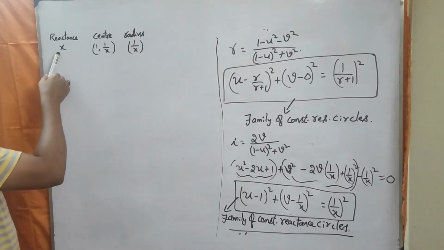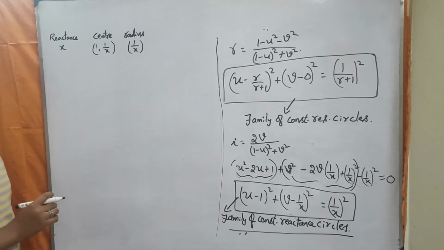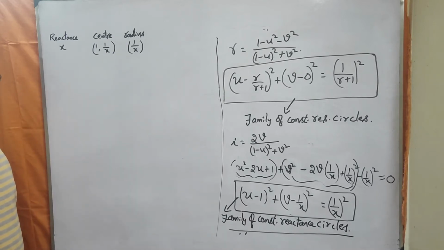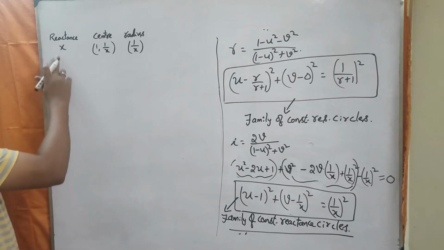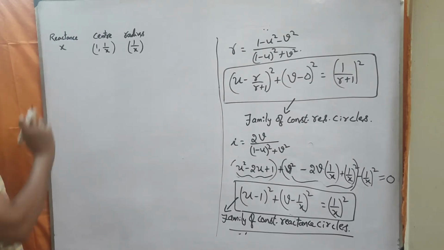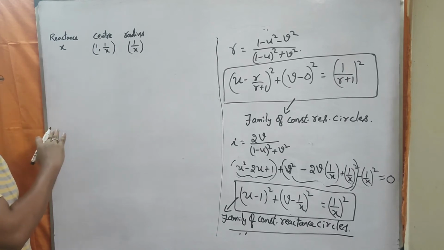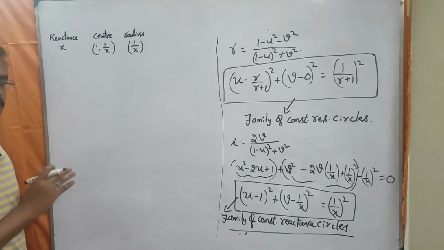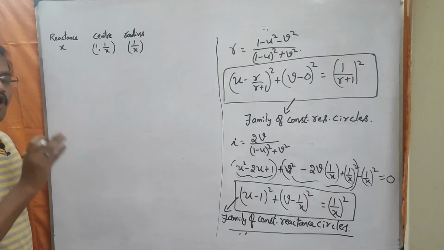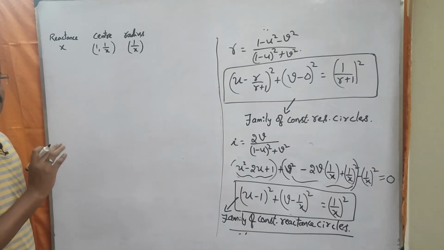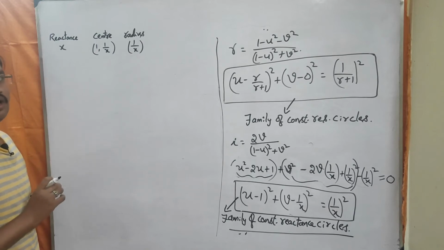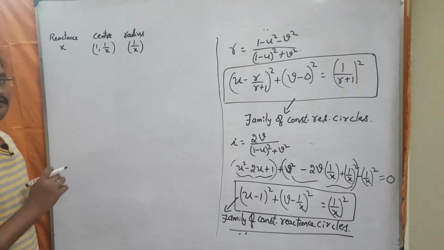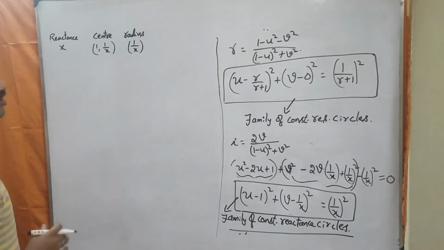Okay, so for different values of x, we are going to get different circles with different centers and different radius. Understood? We know the range of x is from minus infinity to plus infinity, so it can take both positive and negative values. First we try to map all the positive reactances onto the gamma plane. Later we will see how to map negative reactances.